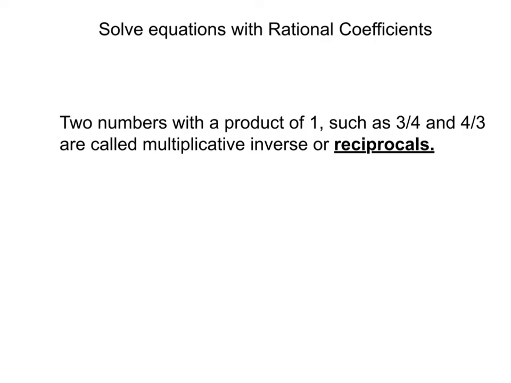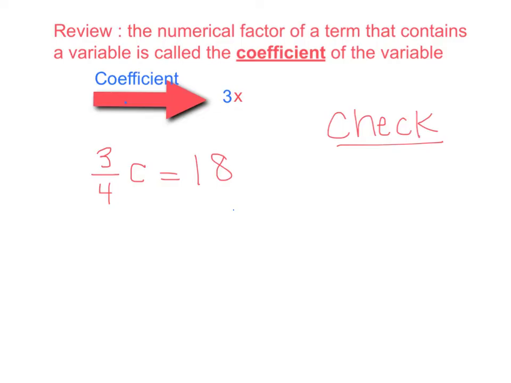This lesson is on solving equations with rational coefficients. So two numbers with a product of 1, such as 3/4 and 4/3, are called multiplicative inverses or reciprocals. Reciprocals are what we're going to use to solve our equations. So first of all, we need to review some vocabulary.